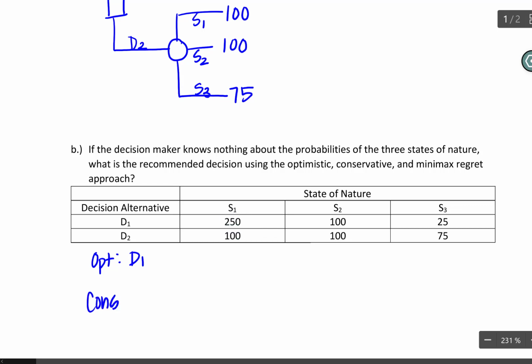Now the conservative approach, that's the best of the worst. So we want to look through here, figure out what's the worst payoff, what's the least that we could get. Well, if we went with alternative 1, the least is 25. Alternative 2, our smallest payoff would be 75. But conservative approach is best of the worst. So the best between 25 and 75 is going to be the $75 payoff. So that goes along with decision 2.